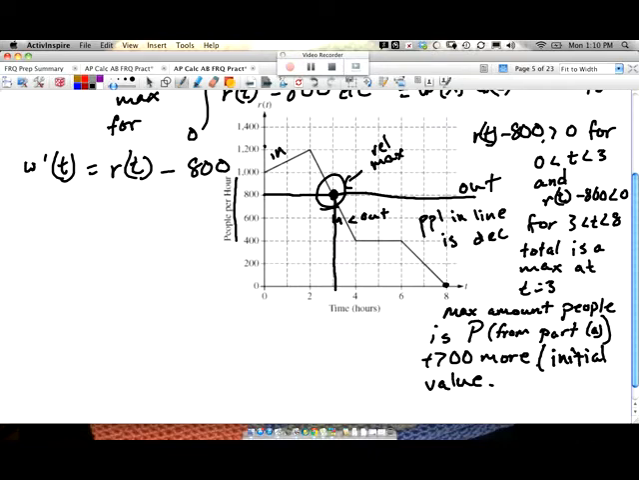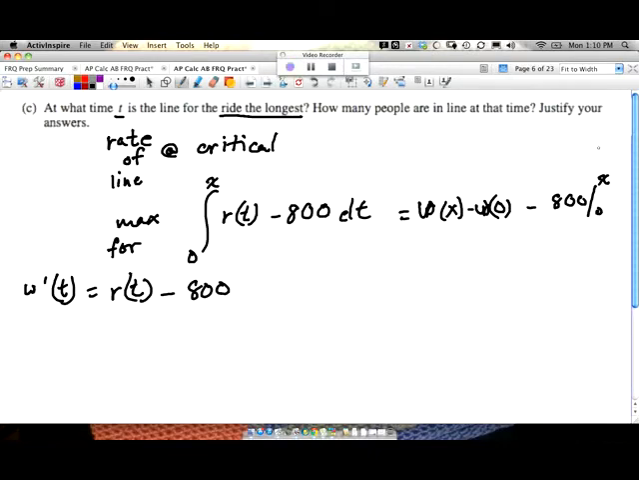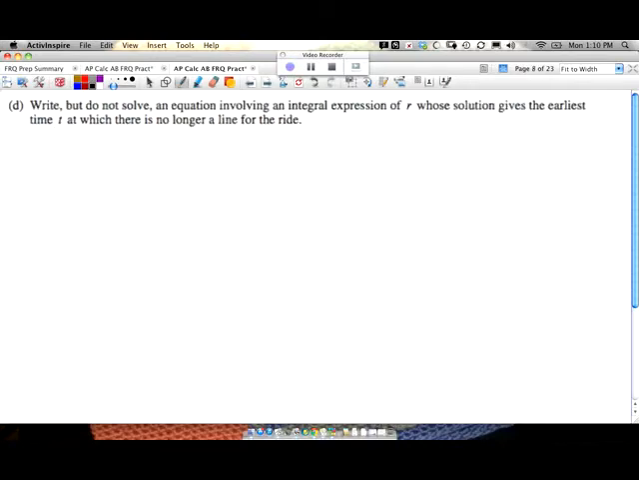All right, let's see what else we got for this question. It says, at what time is P the longest? Oh, it looks like we already kind of figured that out. Did we go back? There we go. Oh, I think that's what we duplicated. Write, but do not solve an equation involving an integral expression of r, whose solution gives the earliest time t at which there is no longer a line for the ride. Okay, so this is interesting.